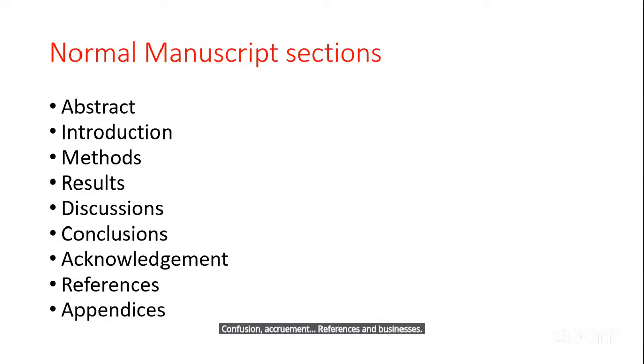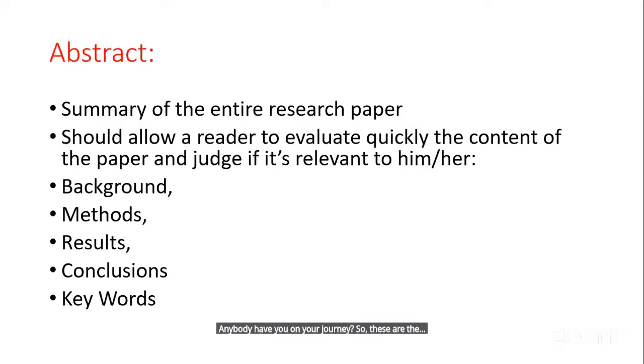So acknowledgements are for people that help you in the study, but they are not qualified to become authors. Maybe they sponsor, they pay for one thing or the other in that article, or maybe they are the ones that sponsored the experiments, your study. Anybody that helps you one way or the other can be acknowledged. So these are the normal sections.